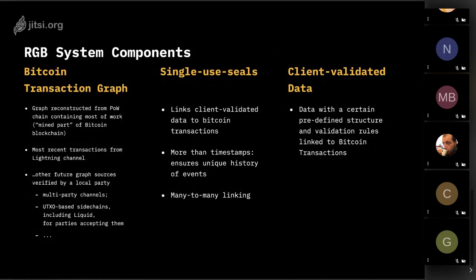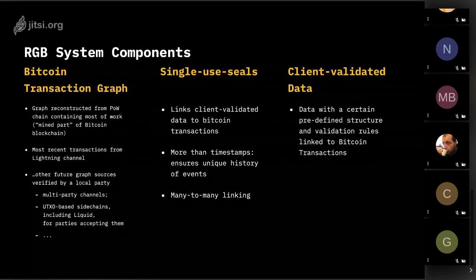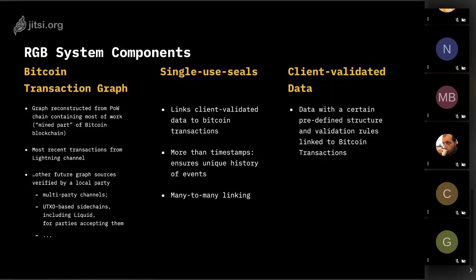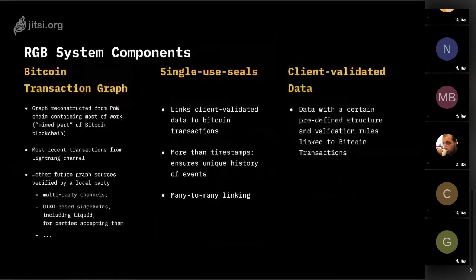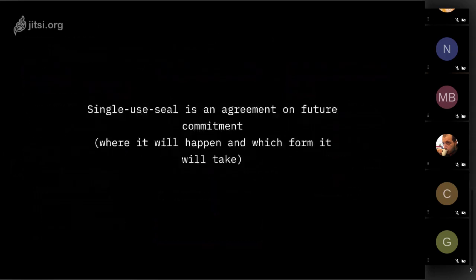And single-use seals, we had to extend from the original P2P concept to enable many-to-many linking, meaning that each Bitcoin transaction output may have a lot of different client-validated data assigned. And this actually introduced some complexity to RGB compared to what I just have shown on this slide. And the client-validated data is on top of the single-use seals, which I already described previously.